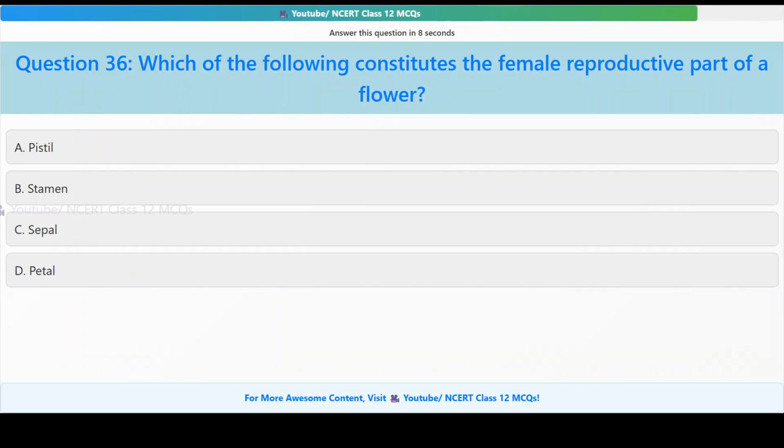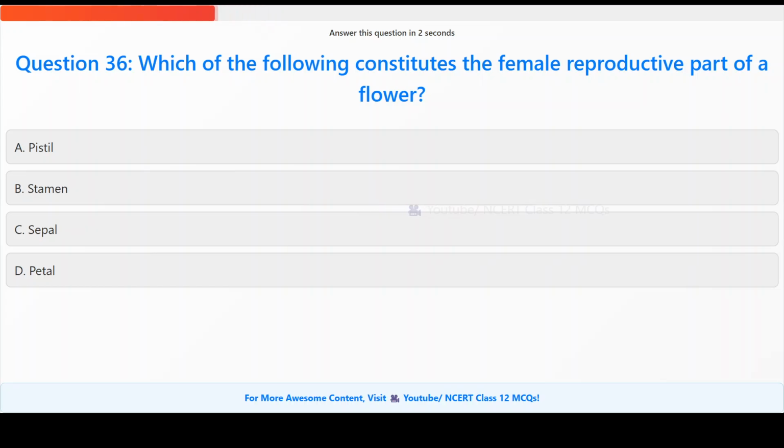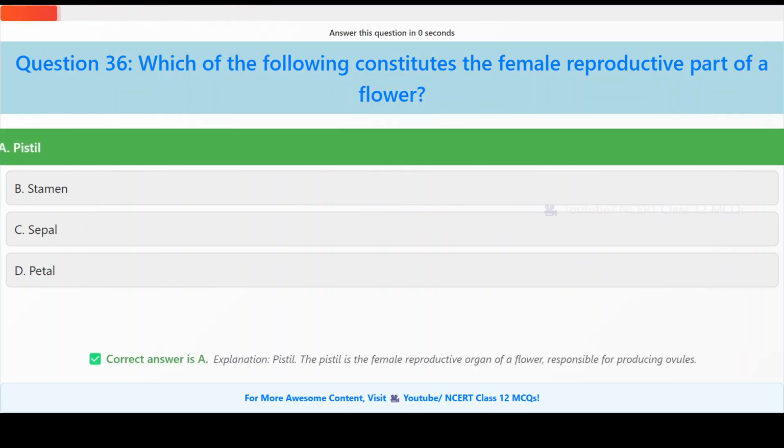Question 36. Which of the following constitutes the female reproductive part of a flower? Pistil. The pistil is the female reproductive organ of a flower, responsible for producing ovules.